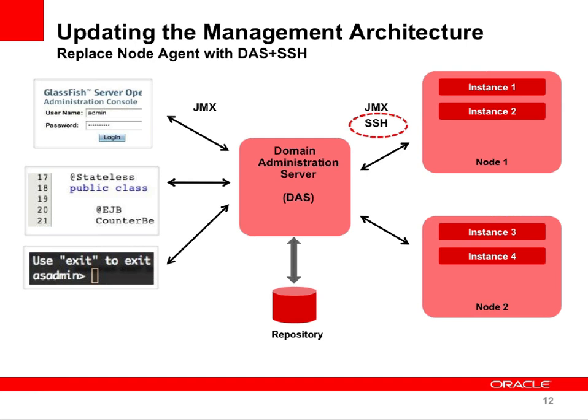And whenever you want to start an instance, the domain administration server will actually use SSH to remotely execute, for example, start an instance on a remote node. So that's basically one part of the means of replacing a node agent. Now, SSH is pretty much pre-configured and installed and running in most Unix and Linux environments. And I'll dig into this in a bit more detail in following slides.